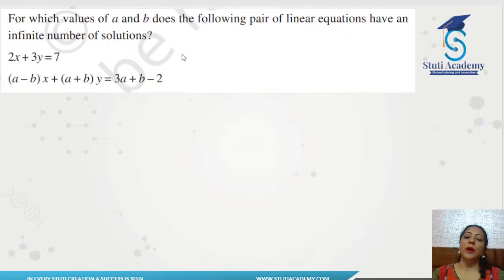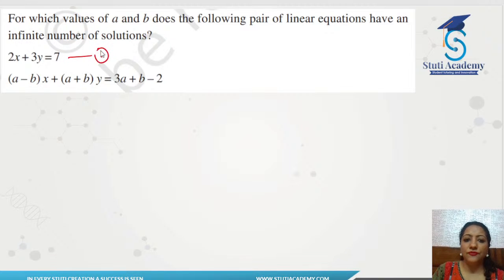Now let us discuss this one. For which values of a and b does the following pair of linear equations have infinite number of solutions? Please notice here two equations are given to us, but these coefficients are unknown to us. So they're given in terms of a and b. We need to actually solve for a and b such that the given set of equations have infinite solutions.